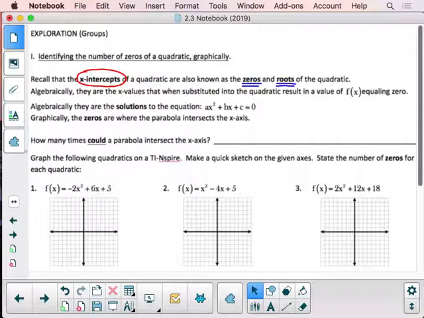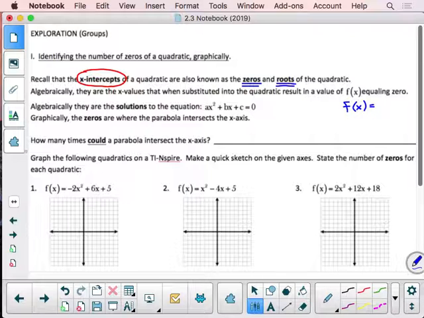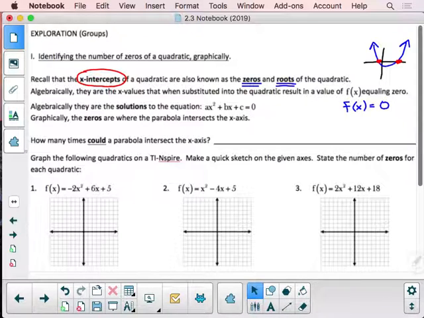They are the x values that when substituted into a quadratic result in the value of f of x equaling 0. So what we mean by that is any x value that I can plug into that function that gives me a 0 as an outcome is considered a root or a 0 of the function. Remember when we graph a parabola, the values are going to be where they intersect the x-axis. All right, hence the reason we sometimes refer to them as zeros of the function.